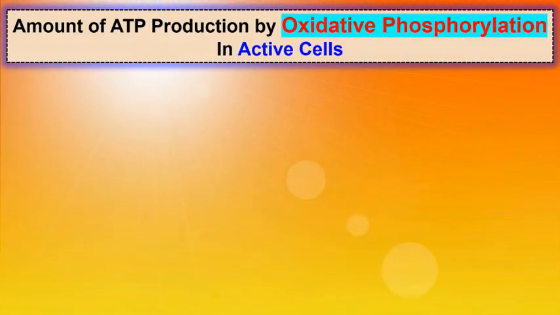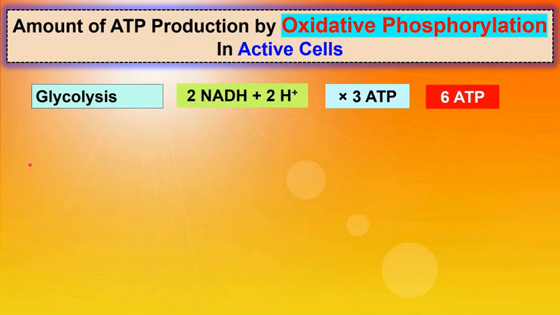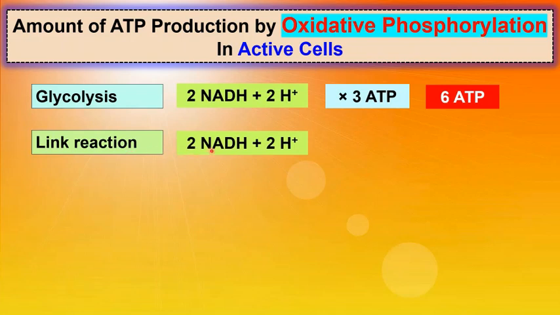So let's summarize the amount of ATP production by oxidative phosphorylation in active cells. During glycolysis, 2 NADH plus 2H plus will be produced and each NADH produces 3 ATP. So a total of 6 ATP is formed. Next, during the link reaction, 2 NADH plus 2H plus are produced and each produces 3 ATP. So a total of 6 ATP will be formed.